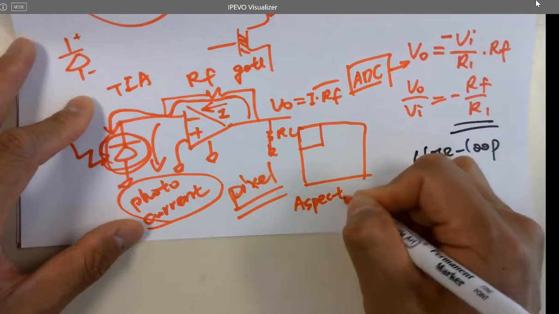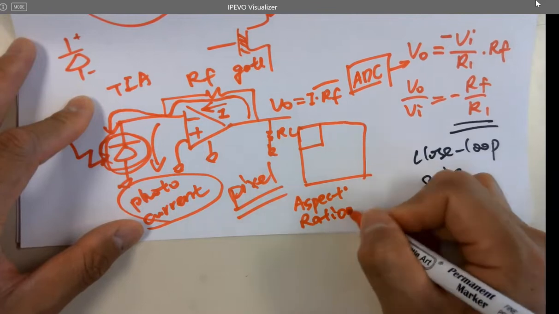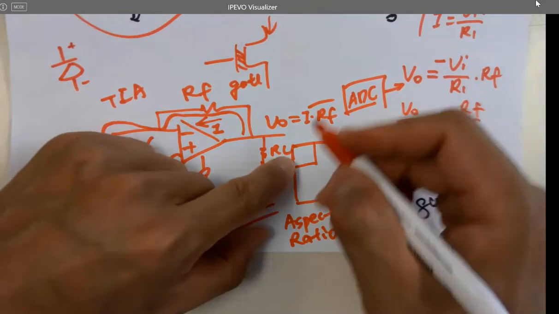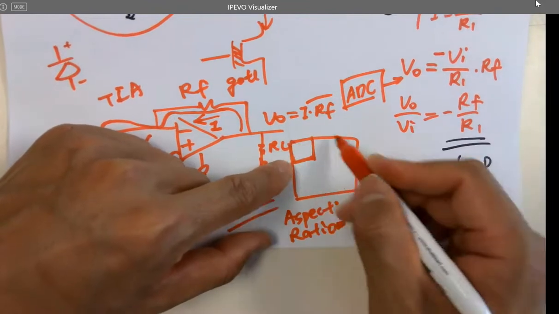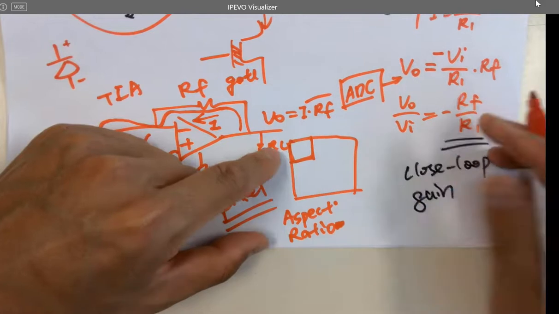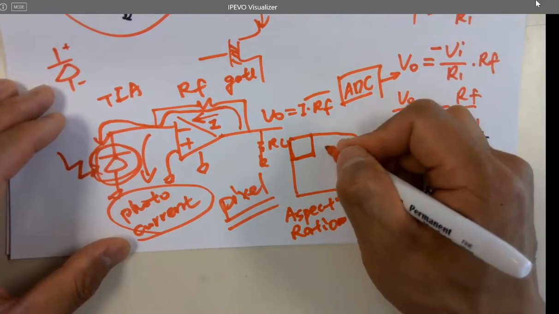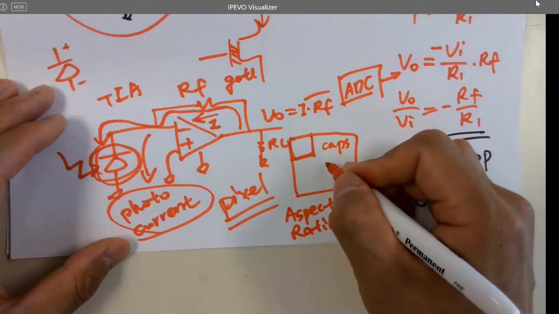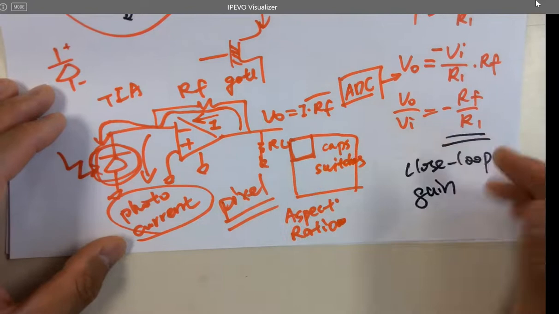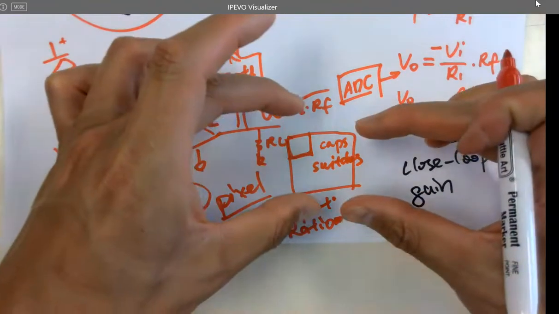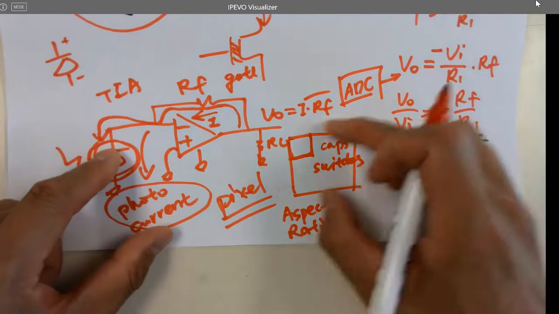Aspect ratio, which is a footprint. Sorry, aspect ratio, which is the footprint of the photodiode. The ratio of the footprint of the photodiode versus the whole area of the pixel. And you have other things in the pixel like caps, switches, and other things to form one pixel. So not just the photodiode itself, right? But all the other things as well.